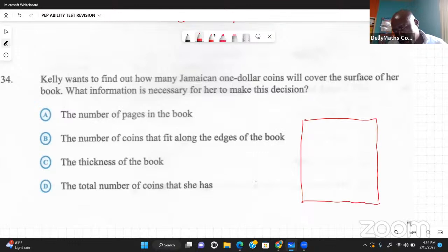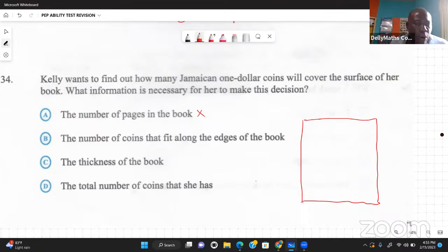Or this is one of the covers, the main cover, whatever, all right? She wants to know how many of them will be fitting there, all right? So here's the question. Which one of these will be necessary? The number of pages in the book? Not really, not right now. This is not necessarily relevant, right? We could decide on that.